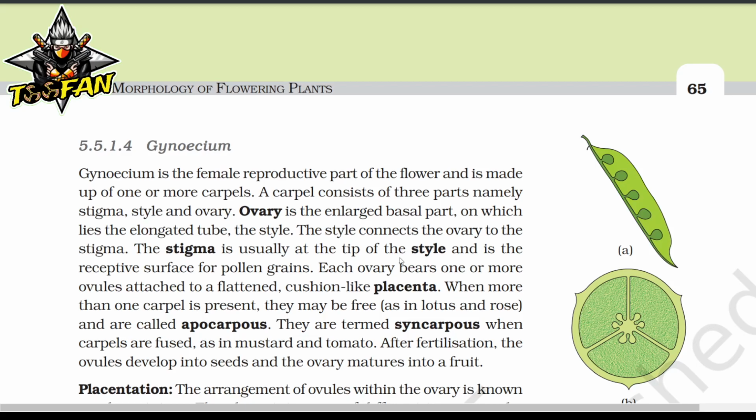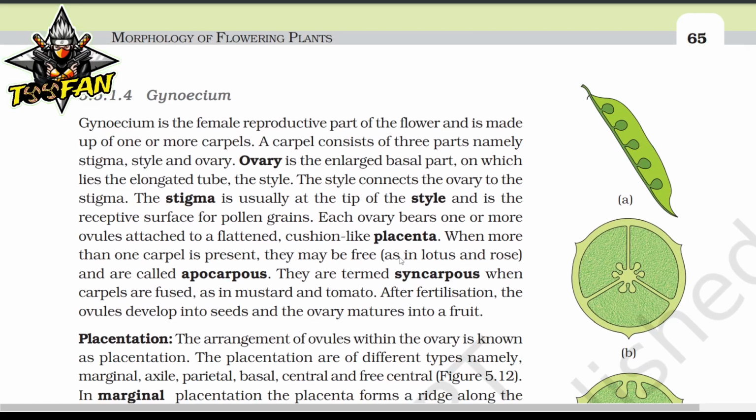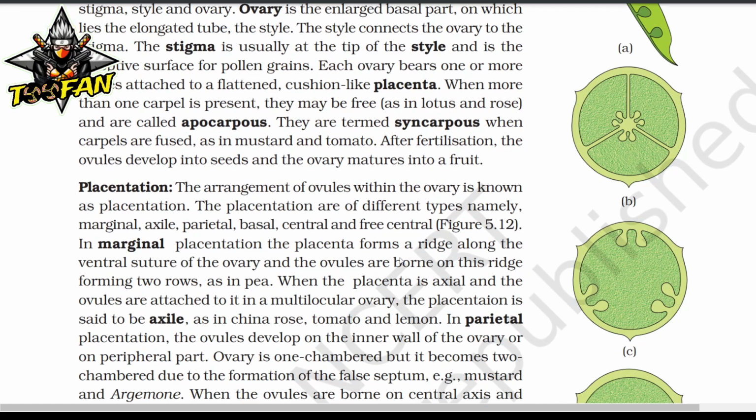Each ovary bears one or more ovules attached to the flattened cushion-like placenta. When more than one carpel is present, they may be free, as in lotus or rose, and are called apocarpous, and the term is syncarpous when carpels are fused, as in mustard and tomato. After fertilization, the ovule develops into seed and ovary matures into a fruit.